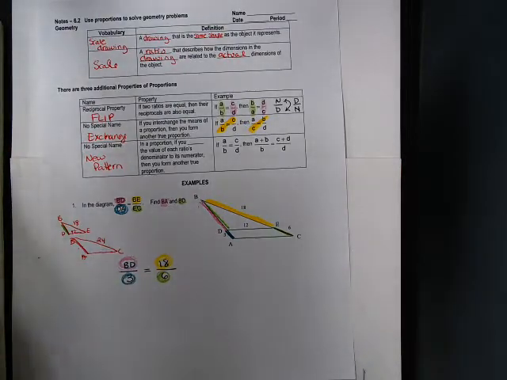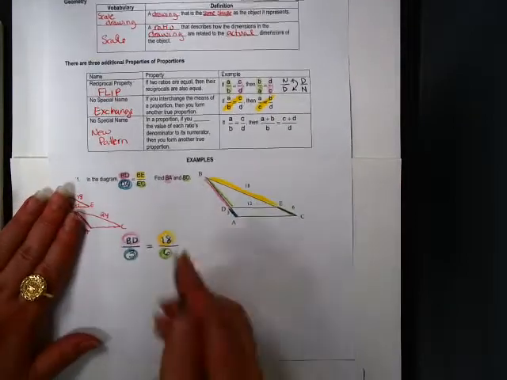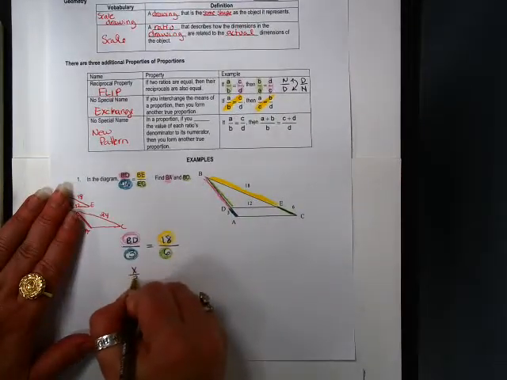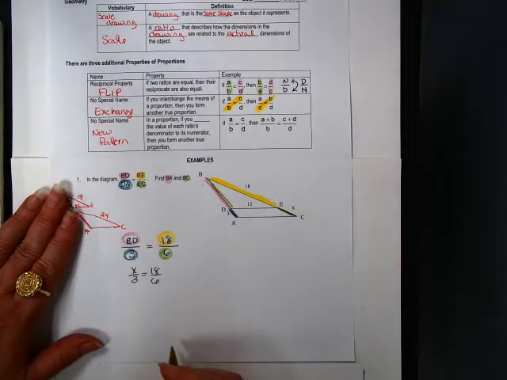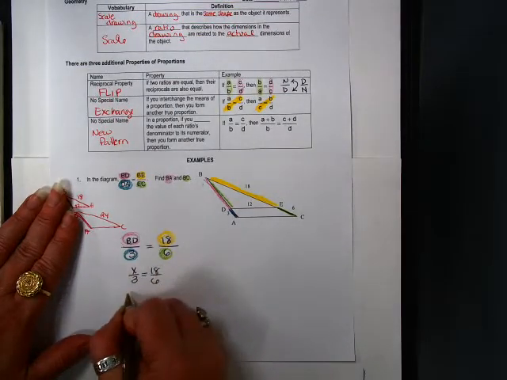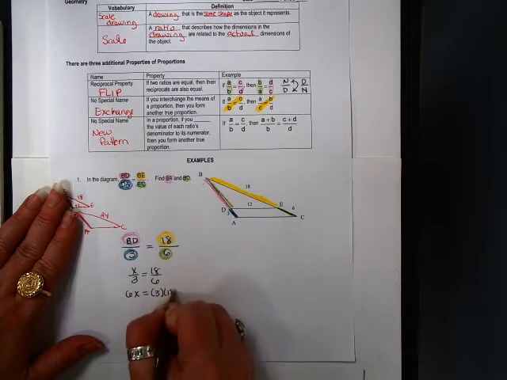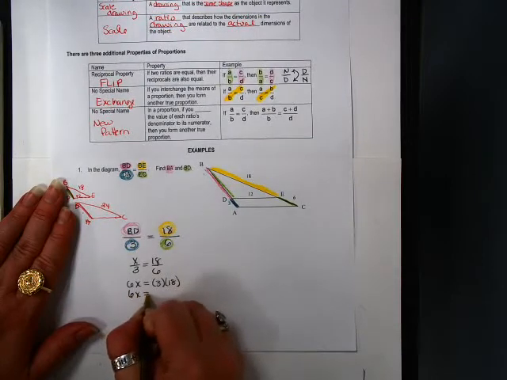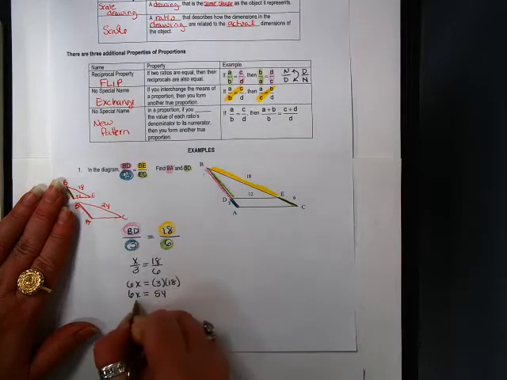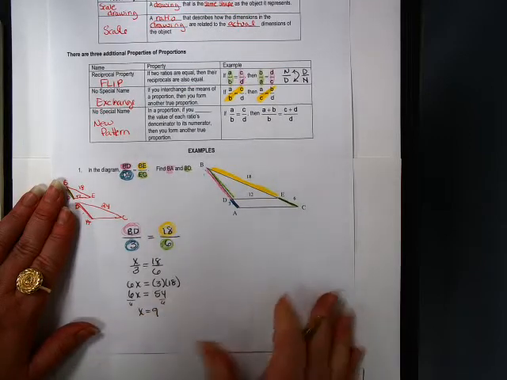Alright. Now, I just cross multiply. I'm going to choose to change that to an x. So that's going to be x over 3 equals 18 over 6, just to make cross multiplying a little bit easier. Cross multiply, I get 6x equals 3 times 18. When I plug that into my calculator, I know that 6x equals 54. When I divide both sides by 6, I get x equals 9.